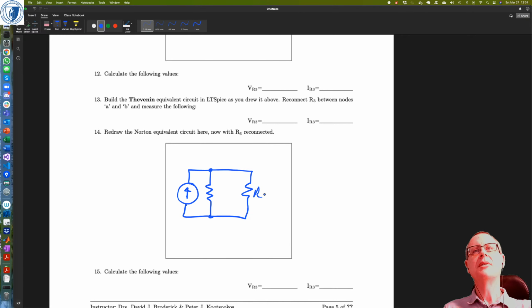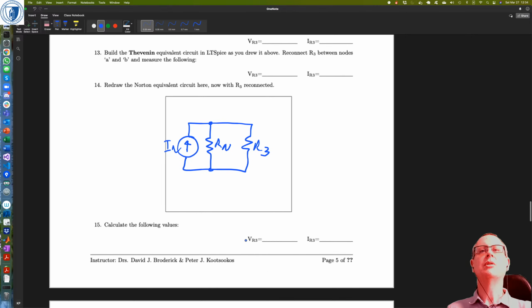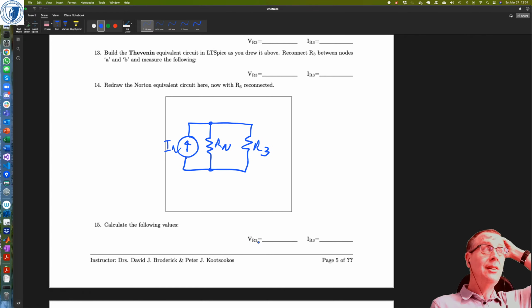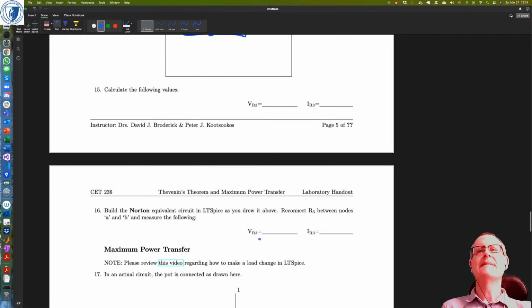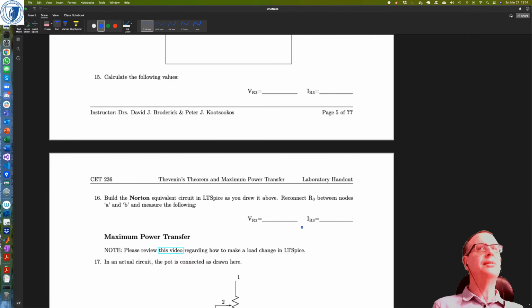Right, so there's our R3, there's our IN, and there's our Rn, and calculate what VR3 and IR3 are now. I'll give you a hint, they should be the same as the ones in the previous section, and then build the circuit for the Norton equivalent circuit.